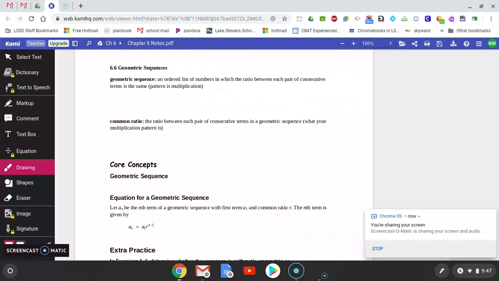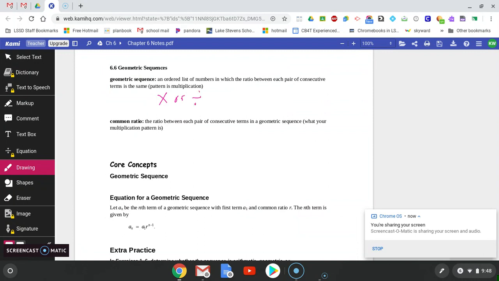Right, we are moving on to 6.6, geometric sequences. So we've learned about arithmetic sequences. Arithmetic sequences was when you had an addition or a subtraction pattern. So a geometric sequence is going to be when you have a multiplication or division pattern.